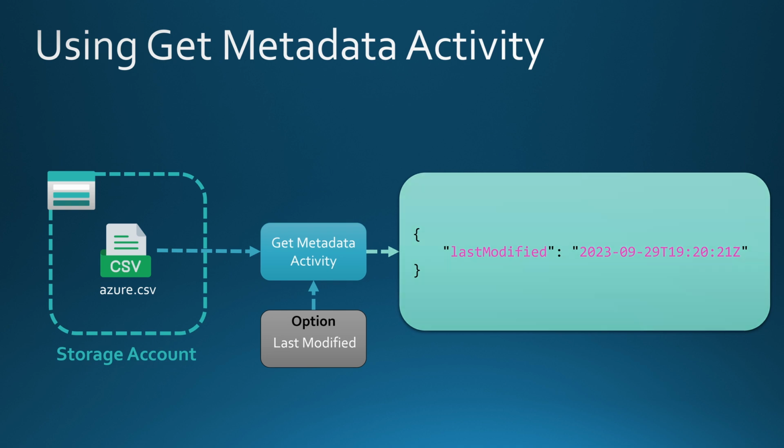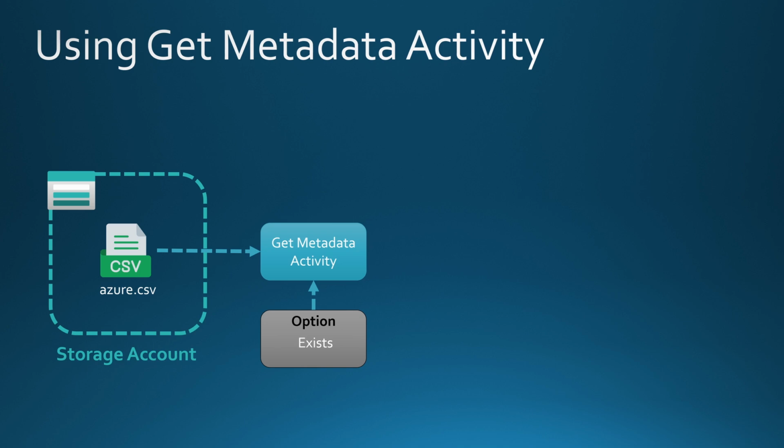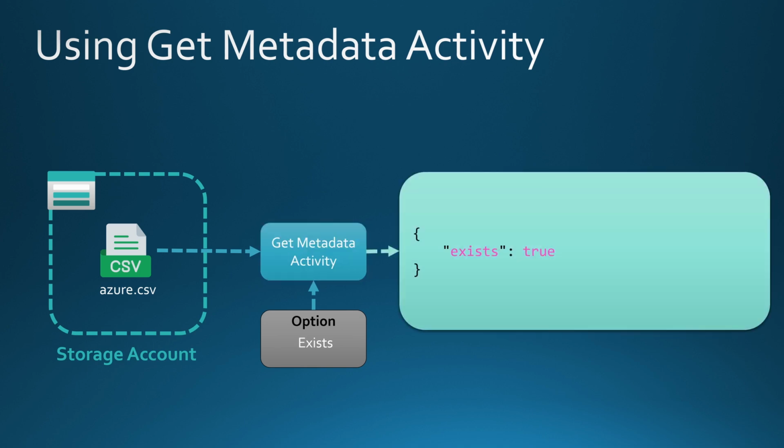Now let's change our Get Metadata Activity option to exists, and let's run it again. Now we can see that our return value is a Boolean value, and it is true since our file is there and exists. If our file didn't exist, the Get Metadata Activity wouldn't throw an error, but it would return false.